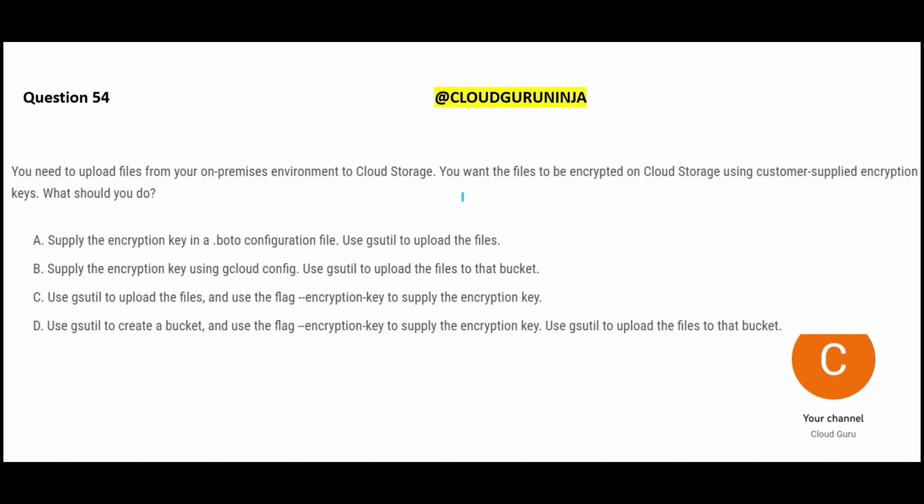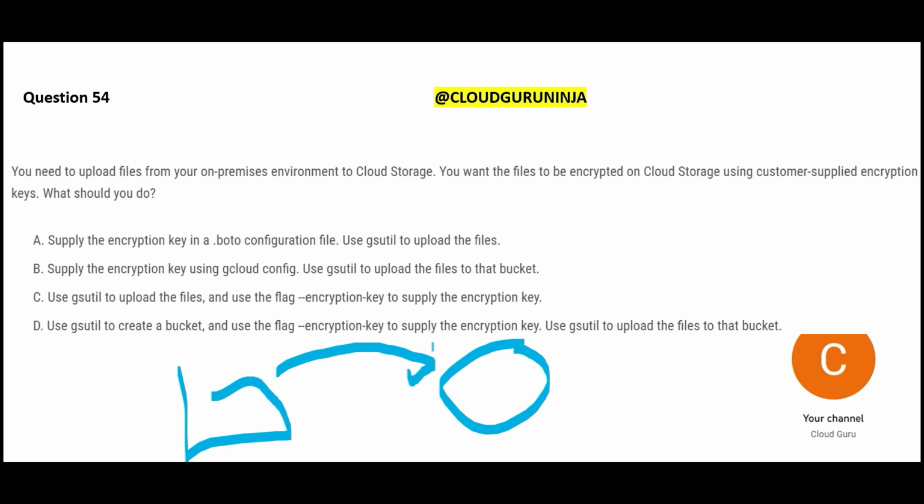See, this is the next question. If you are not paying attention, this is the next question. You need to upload files from your on-premises to cloud storage. So this is your on-premises, this round box is your cloud storage. You have files here, you have to move them from this place to this place. Very easy question, right? Now you want the files to be encrypted on cloud storage using customer supplied encryption keys. So that means you yourself have the encryption keys. You have to encrypt the data. What should you do in this case?